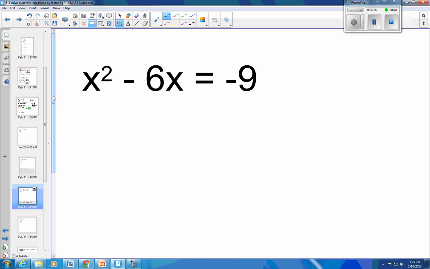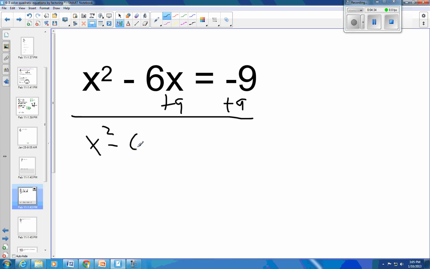So number 8, let's look at number 8 here on my slides. This is the other example. So we have this big thing. Again, first step, get all the stuff on one side of the equal sign. So I'm going to add 9 here. I'm going to add 9 over here. And you get x squared minus 6x plus 9 is equal to 0.